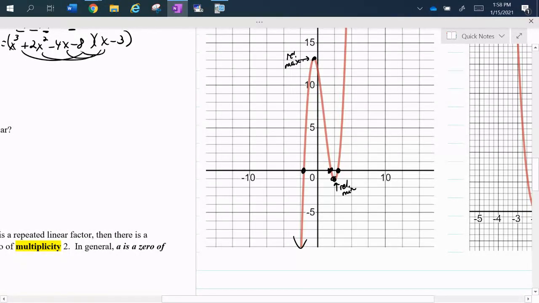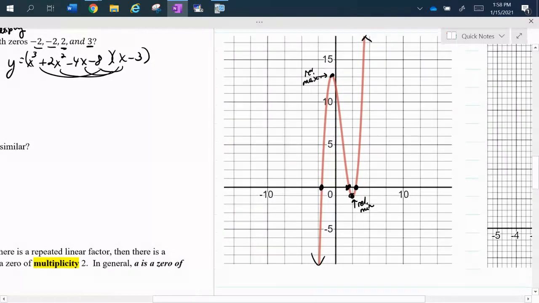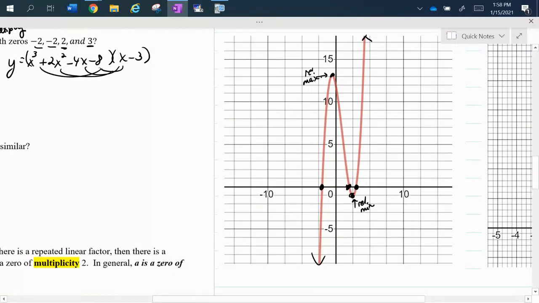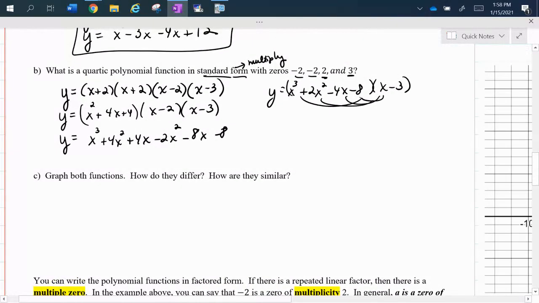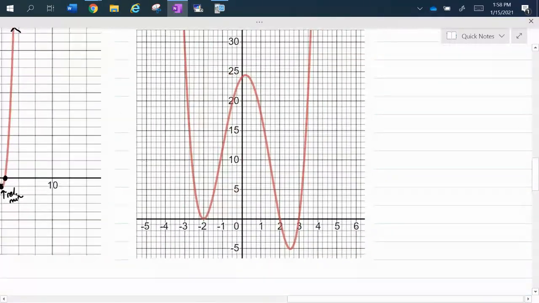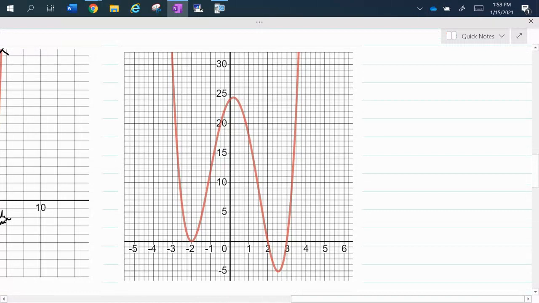So I see that there are 3 real zeros on this graph, and they all go through the x-axis at that value. Okay, and then I can look at the quartic polynomial right next to it. Notice the end behaviors are going in the same direction because the degree's even. Remember that. Degrees are even, the end behaviors go in the same direction. I also see 3 turning points.